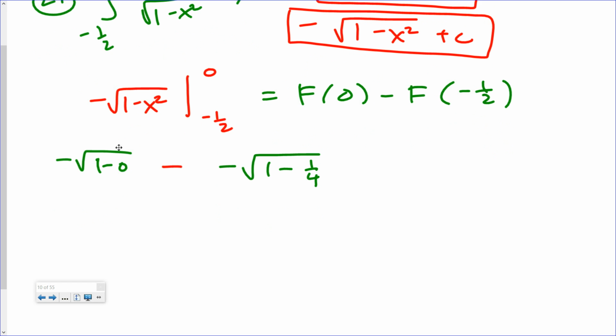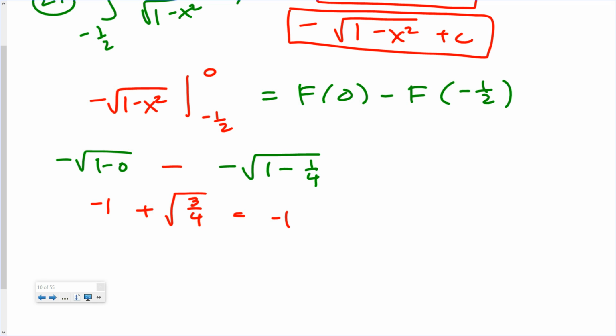What's the square root of 1? Is that an imaginary number? Square root of 1. No, it's just 1, okay? If the negative's inside, then you have a problem. But this negative is outside, so it's just -1 plus, okay? What's 1 minus 1/4? Is that 3/4? Okay, so this is your answer.